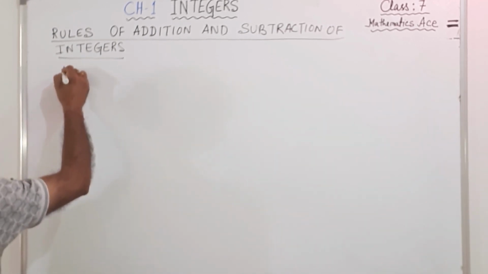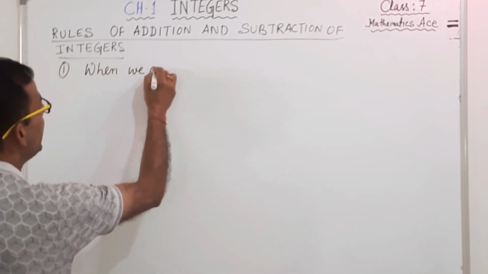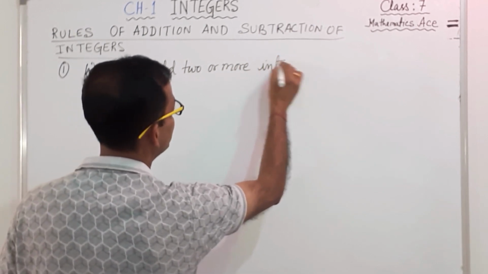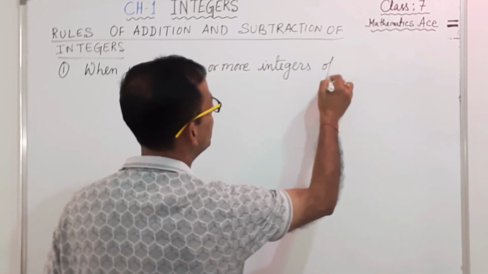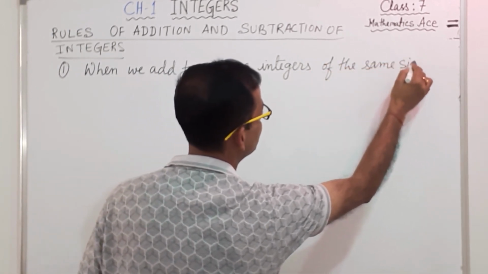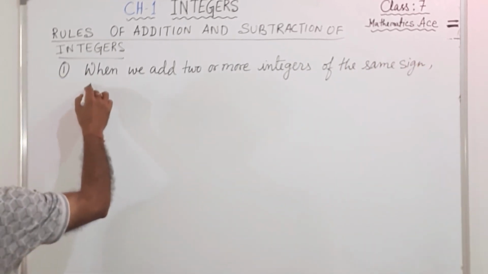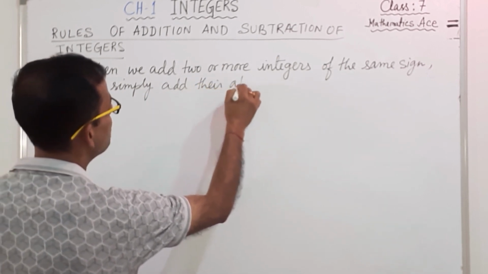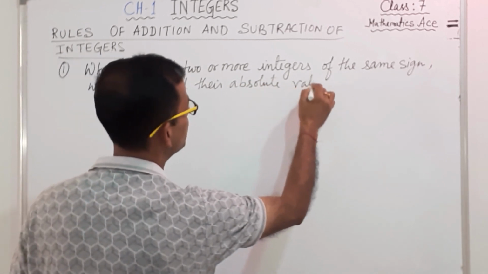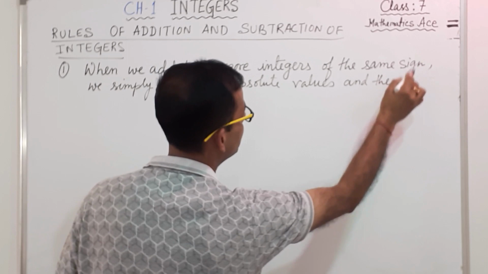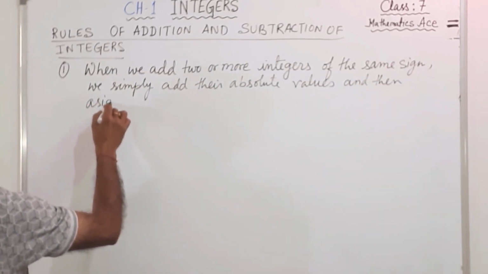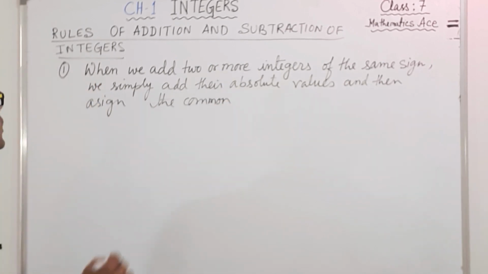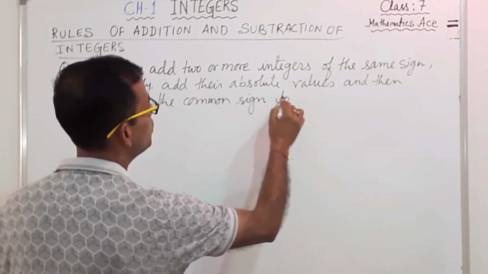Okay. Now the first rule, when we add 2 or more integers of the same sign, okay, we simply add their absolute values, and then assign the common sign to its sum.